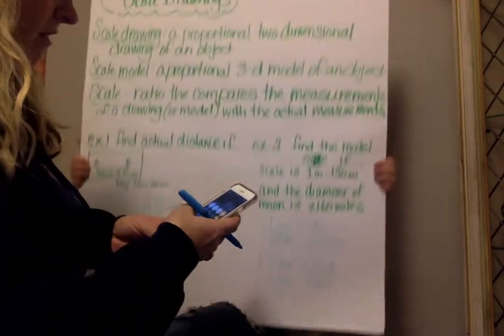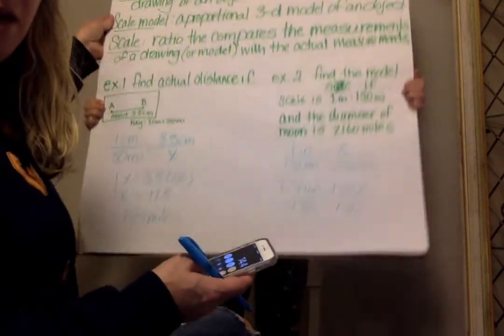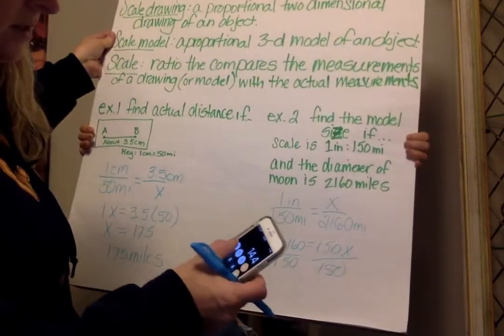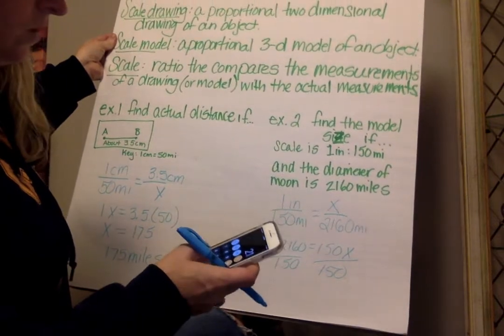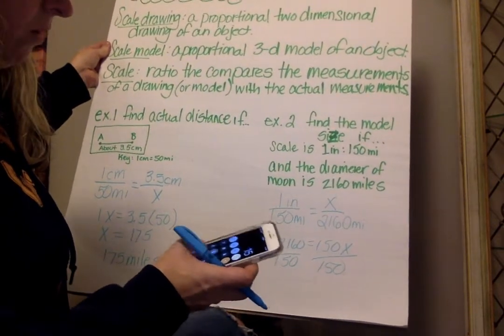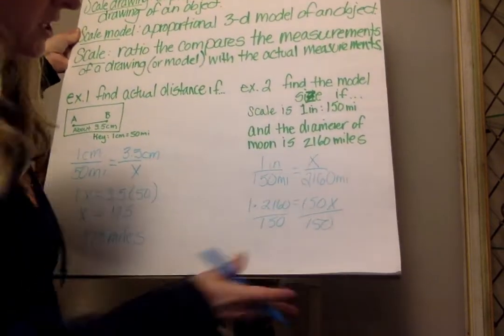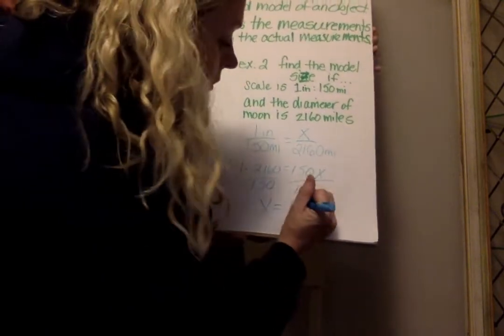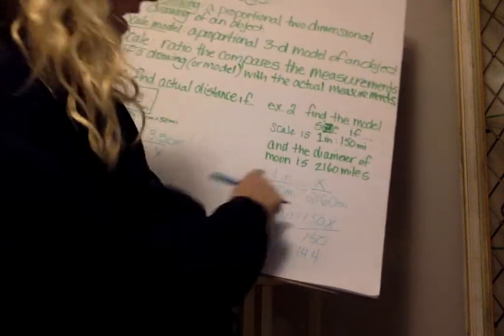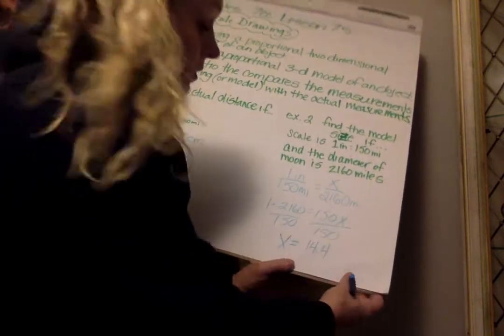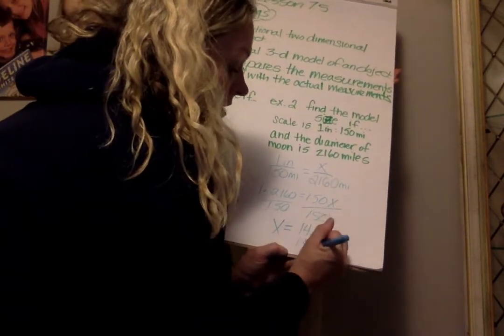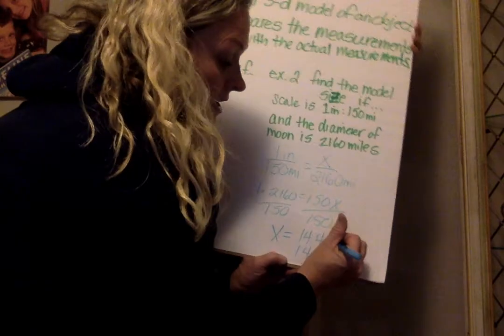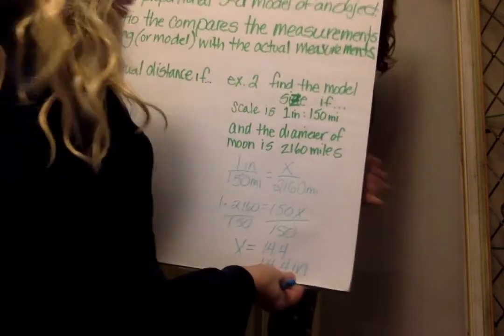And I'm going to say that, oh, Ainsley, hold it up. I'm going to say that 2,160 divided by 150. Oh, it's 14.4. So x is equal to 14.4. And as I'm looking, I'm solving for the actual model. So that's 14.4 inches, right? Because units are going to be important during this.